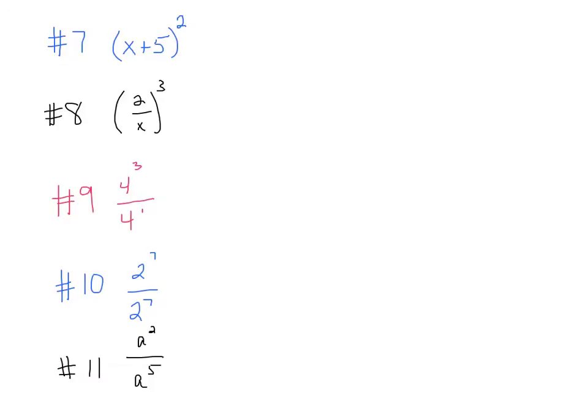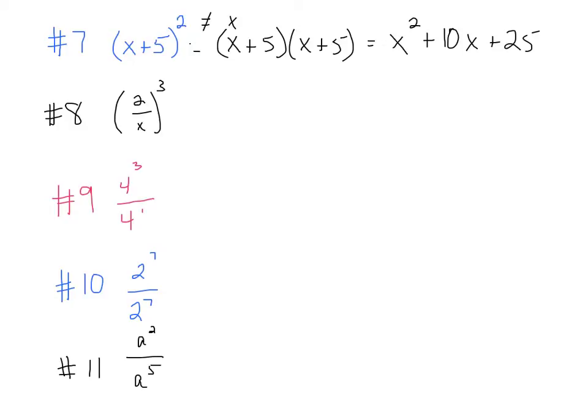All right, now, here we go. So what do we do then? Well, that means we need to write it out however many times we have the power. Since this is a power of 2, write out x plus 5 times x plus 5. And now you just use the distributive property to simplify this. Okay, you would do x squared plus 10x plus 25. Notice, this is not x squared plus 25. That's the common mistake that everybody wants to make. You must remember to write it out 2 times.